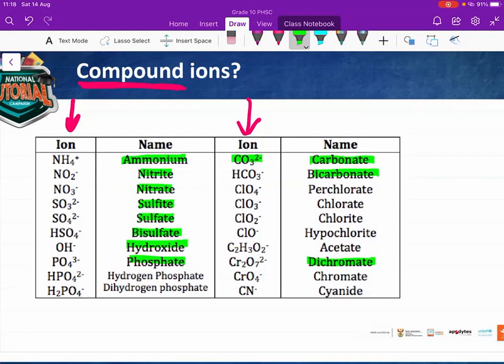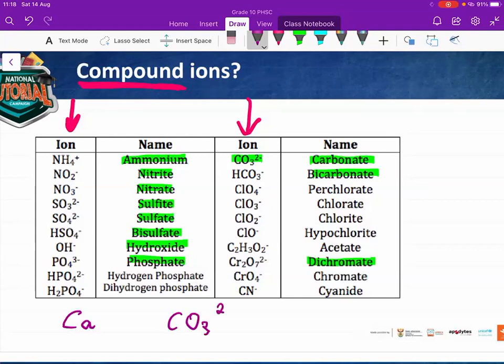So carbonate is CO3, 2-. So this is an ion. You don't just get carbonate by itself. Carbonate will always be bonded to another metal atom, okay, to form an ionic substance like calcium carbonate. So for example, if we have calcium carbonate, that means we've got calcium, and that means we've got carbonate.